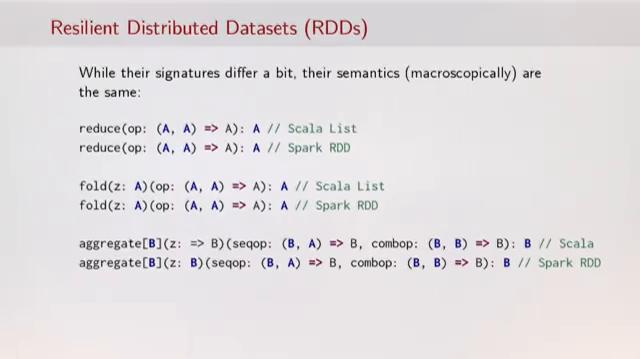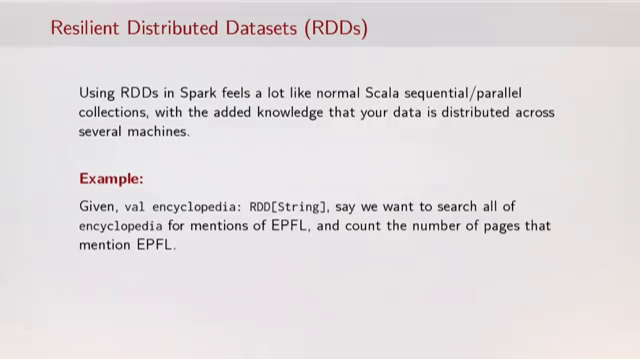Remember that we're going to send things to another computer. So think a little bit about whether or not a by-name parameter is the best idea versus something that is not by-name when it comes to having to distribute code. I hope by just looking at some of these basic APIs, you'll agree that using RDDs in Spark looks a lot like a normal Scala sequential or parallel collection. The only difference is that you know that your data is distributed amongst several machines.